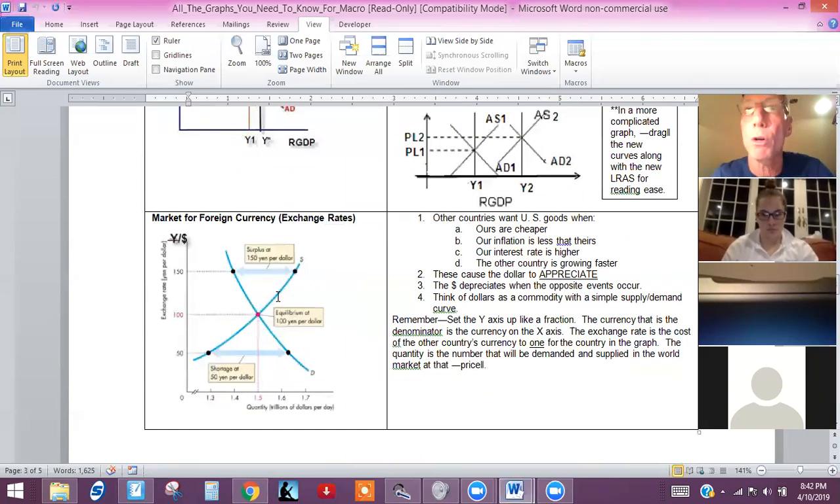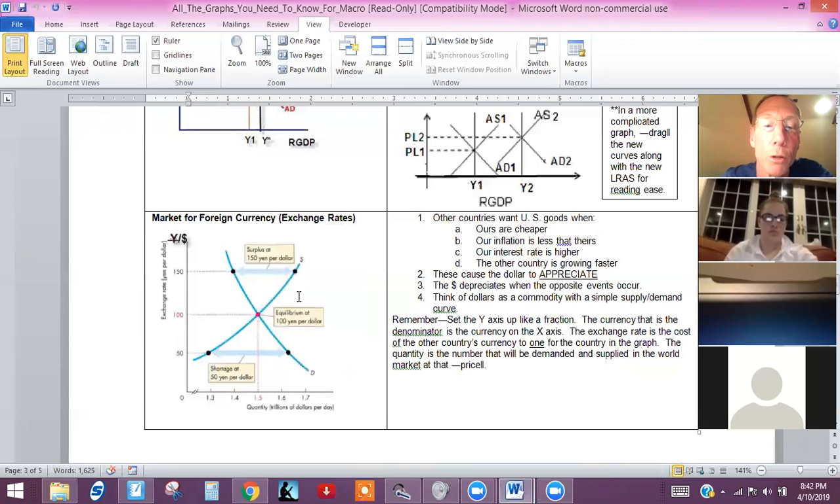If our net exports go down, that means we're importing more and exporting less, which means we're buying foreign goods, which means we're having to go out into the world and supply our dollars in order to buy foreign goods. So our dollar supply shifting to the right drives down the value of our currency.